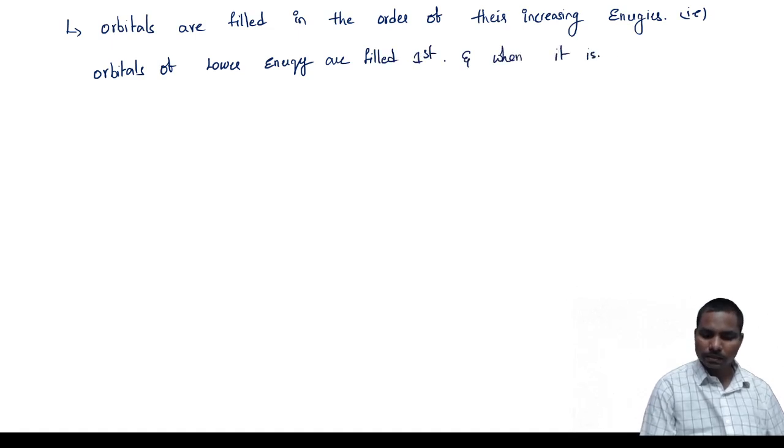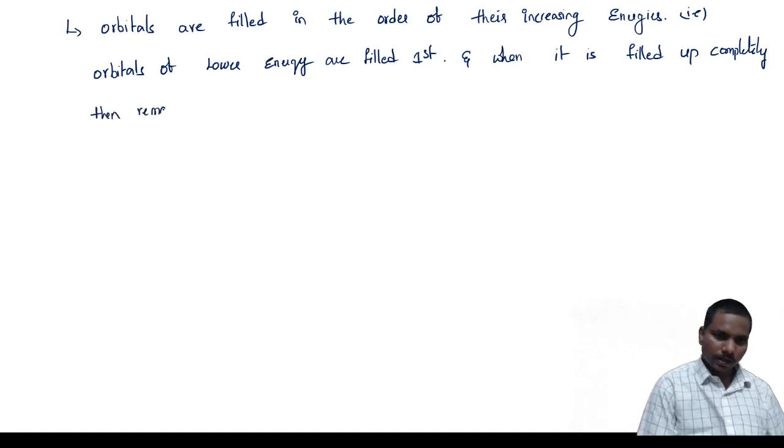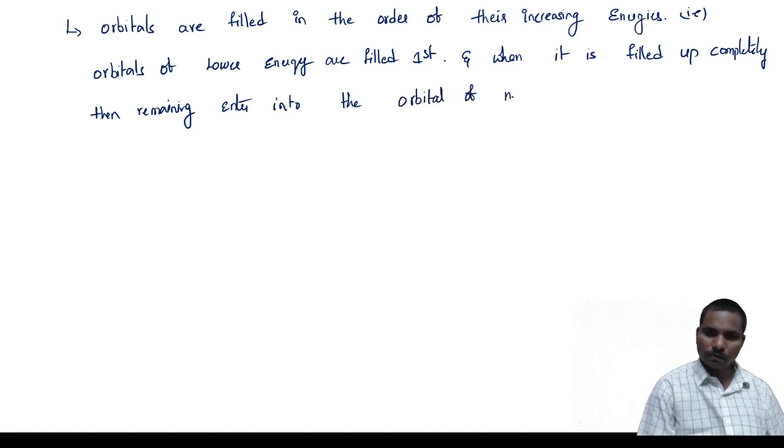When the lower orbitals are filled up completely, then the remaining electrons enter into the orbital of next higher energy.